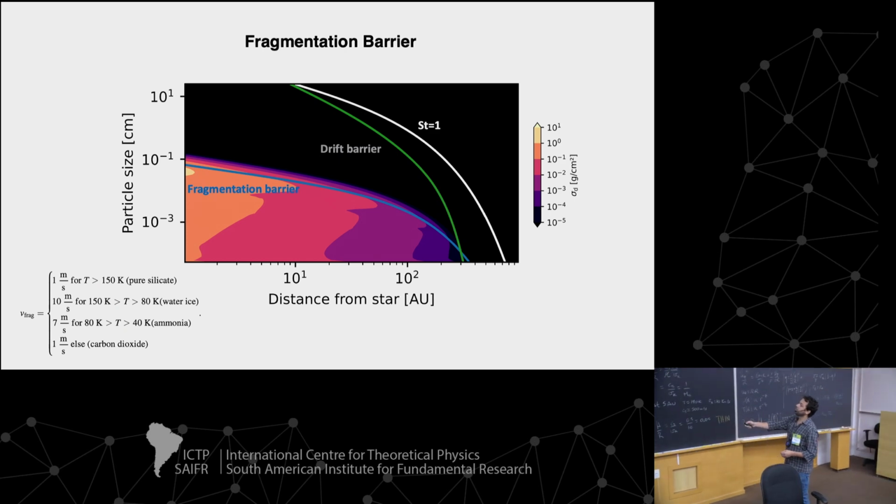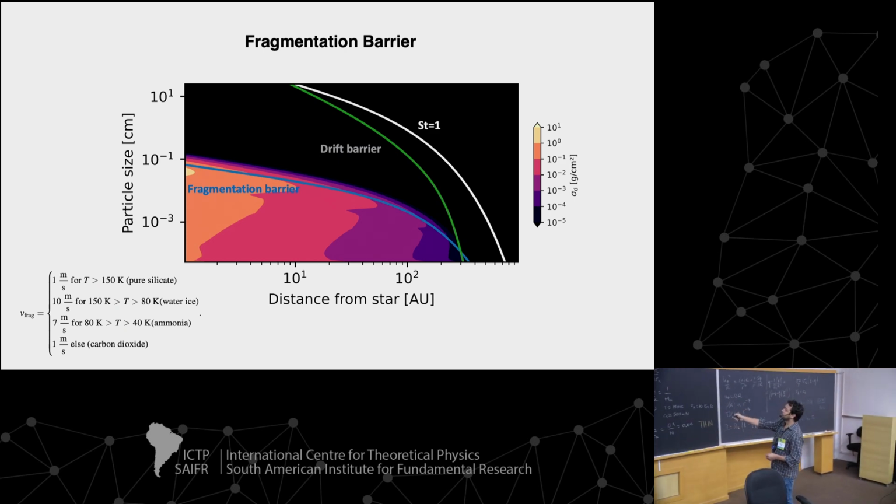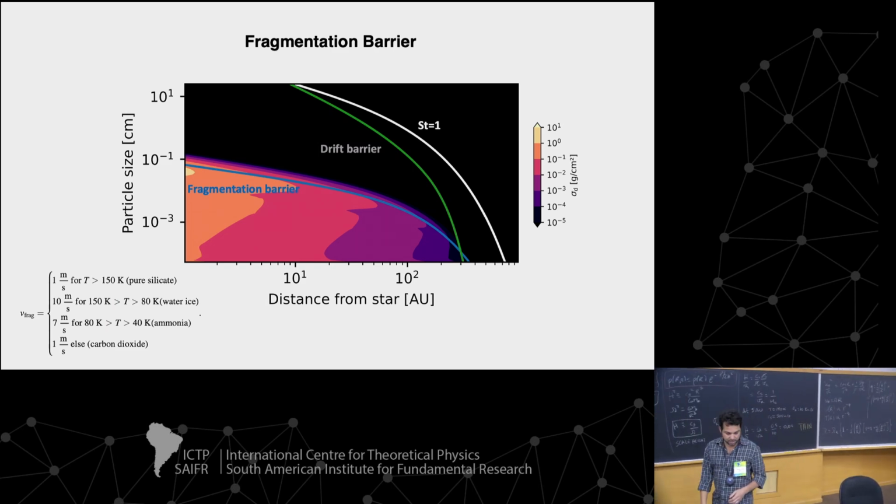So you're seeing here the particle size that the dust grains are growing to, and the distance from the star, and typical fragmentation velocities for different compositions: pure silicate, water ice, ammonia ice, and so on. The size that the dust grows to is the size that is first hit here, either the fragmentation barrier or the drift barrier. In this case, throughout most of the disk, growth is limited by the fragmentation barrier.